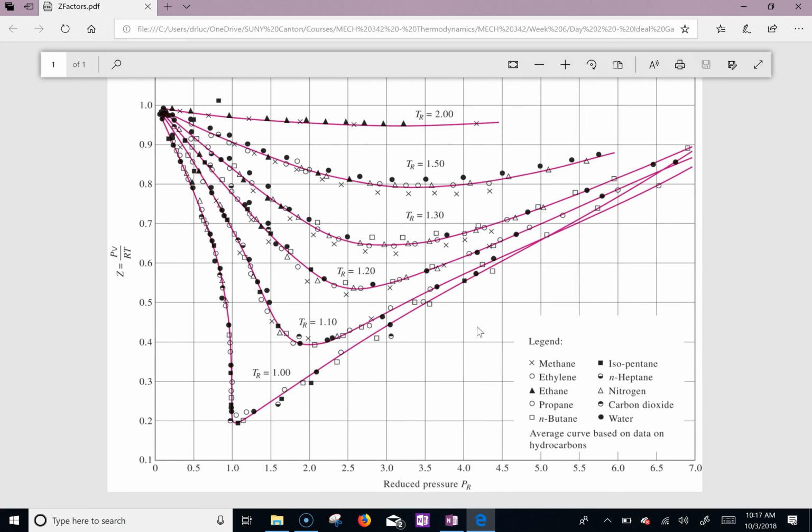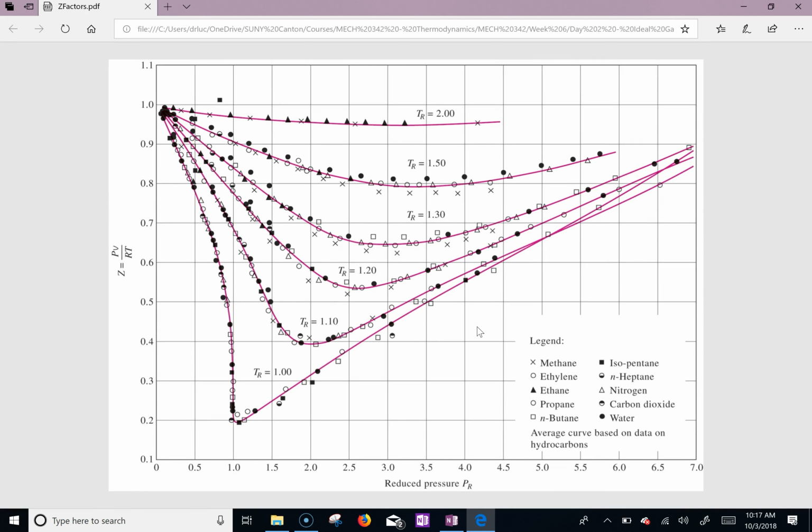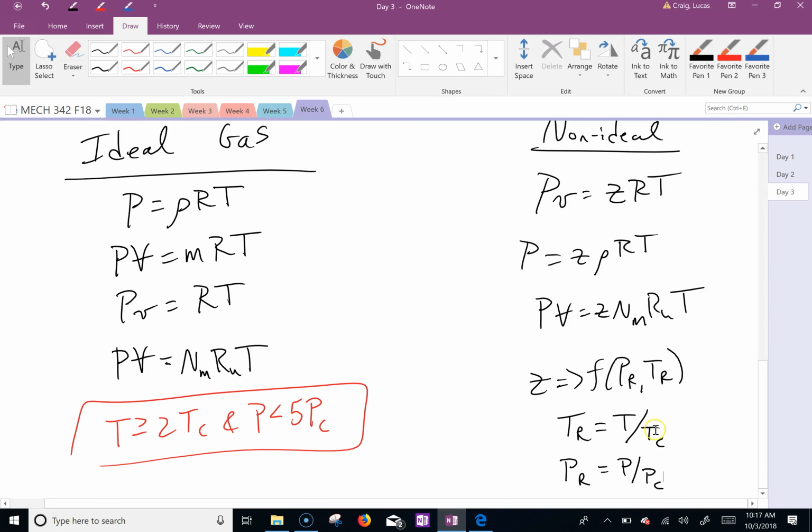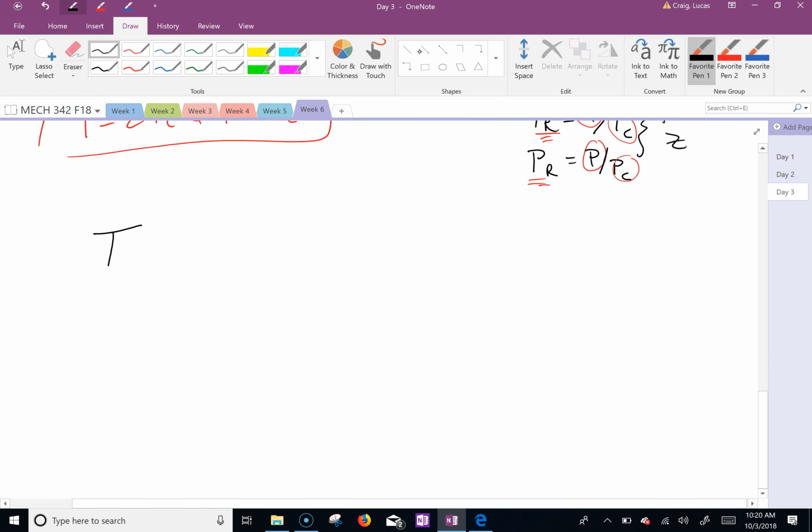So I'll just go through this and I'll get back to that. Here you have Z on your y-axis, and your PR on your x-axis. Each one of those lines represents different TR values. So you just have to figure out what your TR is. If this is 2, then you'd use that one. And then remember your PR. If we go back to this, TC and PC are found in your table. Those are your critical points on the TV graph or the PV graph.